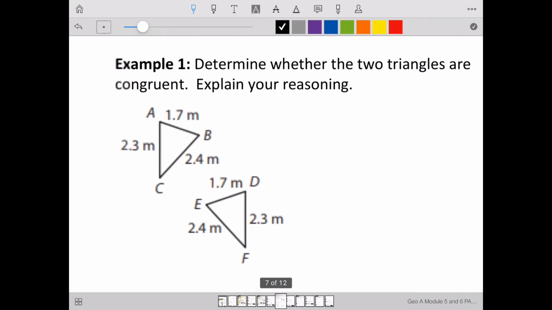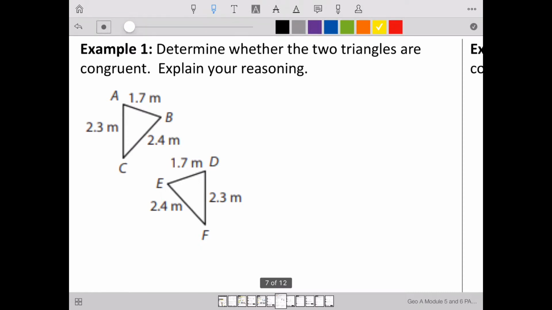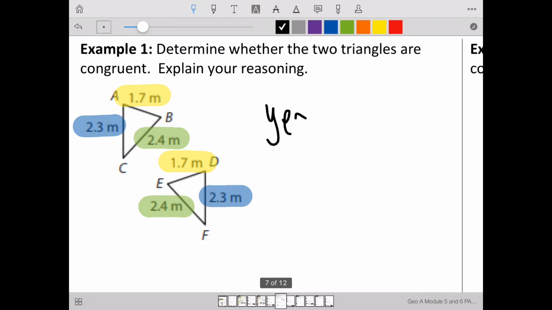So let's look at example number 1. Determine whether the two triangles are congruent. We just need to look and make sure all three side lengths are congruent. So 1.7 is congruent to 1.7. 2.3 is congruent to 2.3. And 2.4 is congruent to 2.4. So I have three sides of one triangle being congruent to three sides of another triangle. So yes, the triangles are congruent because of the SSS theorem, or the side, side, side.